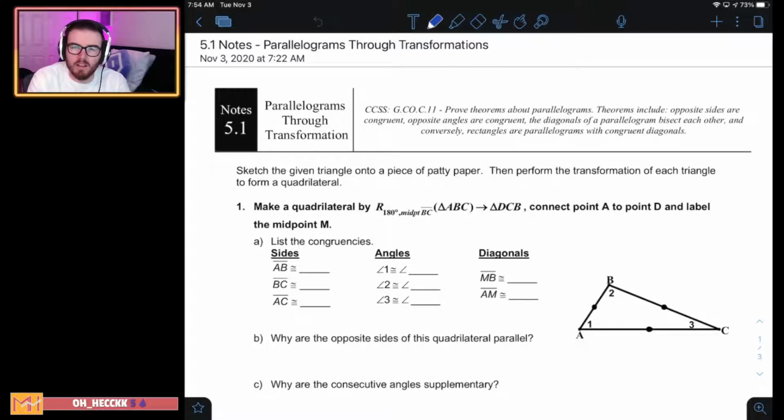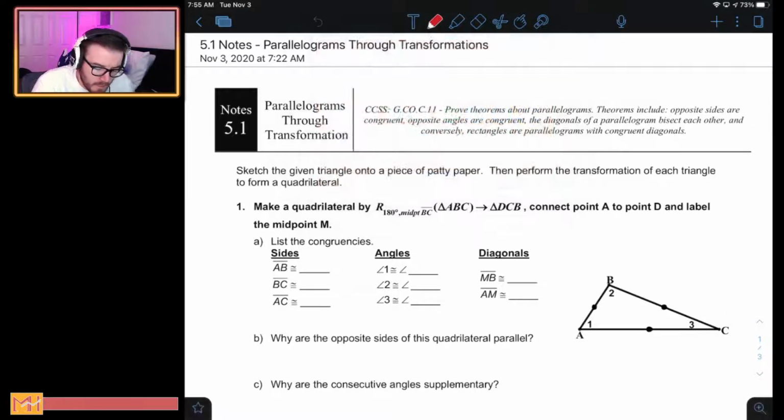Last unit, we were looking at triangles quite a bit. Today, with this unit, we're looking at parallelograms. But guess what? Triangles aren't going away, because parallelograms are essentially created by triangles in a unique, interesting way.